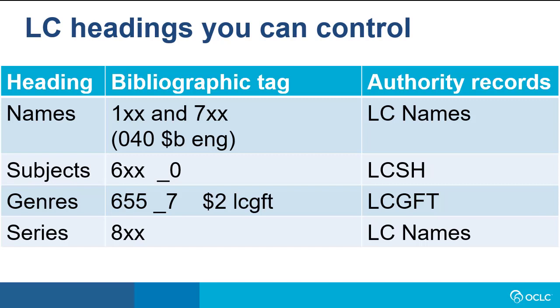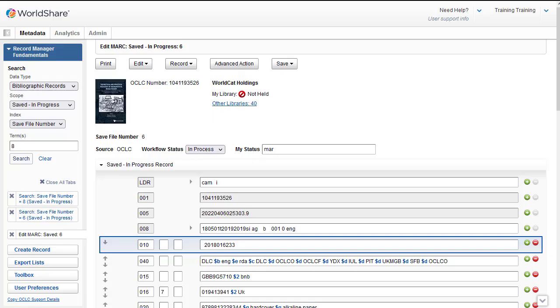Control Headings is available for name headings from the Library of Congress authority file, subjects from the Library of Congress subject headings, genre headings from Library of Congress genre and forms terms, and series headings from the LC authority file. Note that to link names to the LC names authority file, 040 subfield B, that is the language of cataloging, must be English, ENG. So let's take a look at how to control these headings in Record Manager.